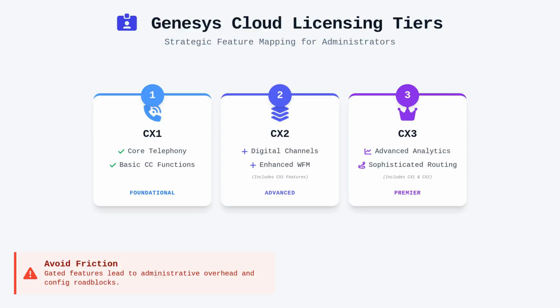Administrators often encounter friction when attempting to assign features that are simply not included in their current subscription. By maintaining a clear inventory of your organization's assigned licenses, you can preemptively identify potential roadblocks for user access. Always align your business requirements with the appropriate licensing tier before attempting to configure complex omnichannel routing strategies. Misalignment here often leads to unnecessary administrative overhead when you discover mid-configuration that a feature is gated by a licensing restriction.